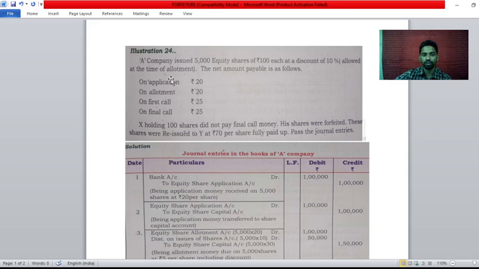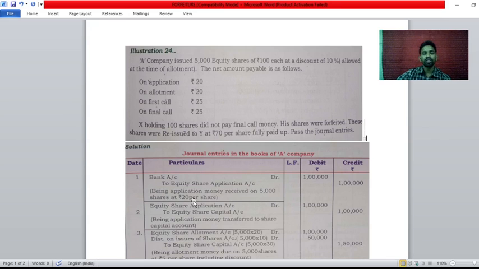Now this problem is related to the discount and you know how to pass the journal entries related to the discount. The first transaction: by the application rupees 20 they are going to receive, and 5,000 shares are there. Bank account debit rupees 1 lakh, that is 20 into 5,000, which is 1 lakh. To equity share application account credit rupees 1 lakh, being application money received on 5,000 shares at rupees 20 per share.